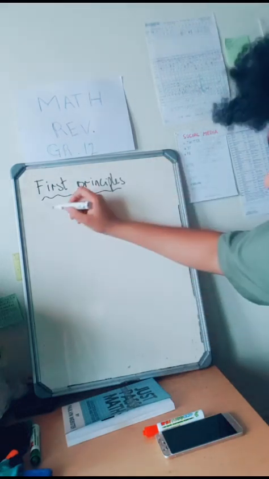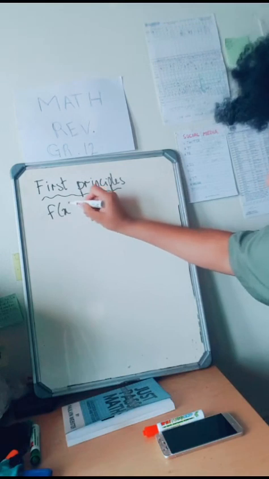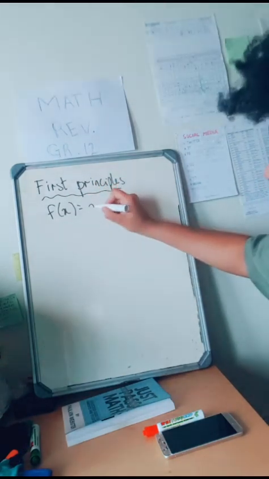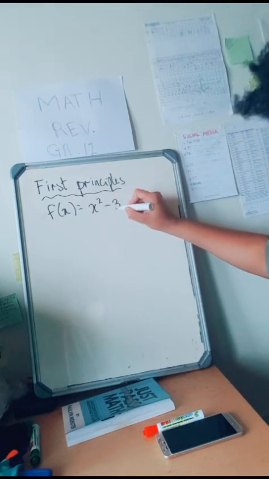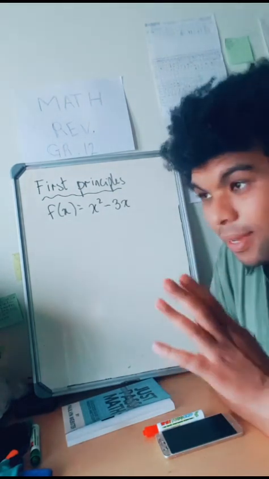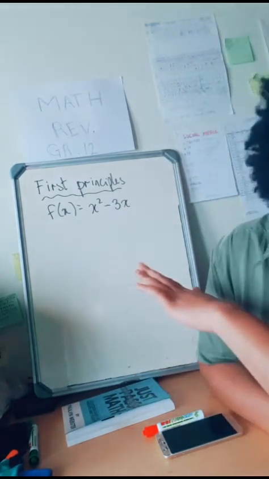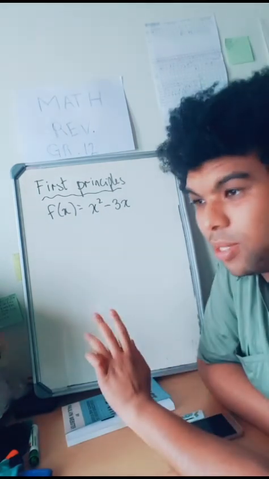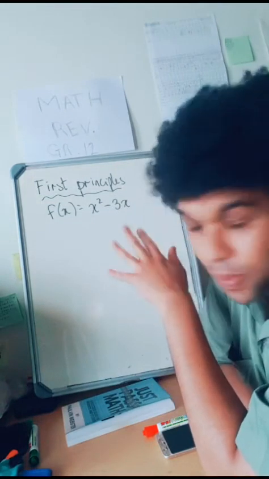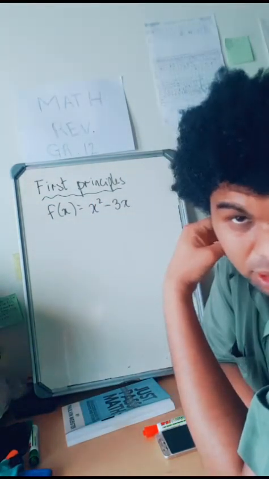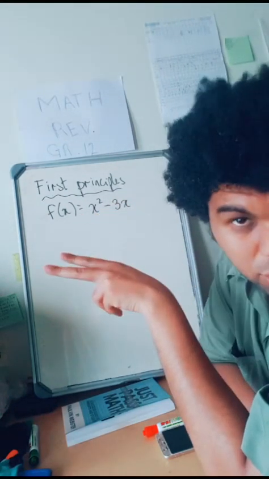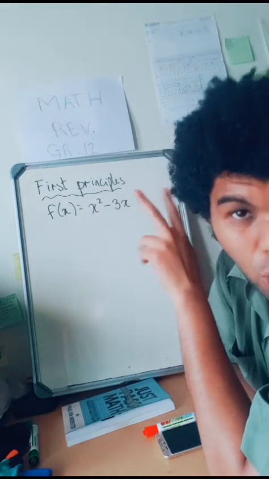It's going to be f of x is equal to x squared minus 3x. By the way, this is 5 marks, or 5 points worth. But there's a test that you can actually do. You can use your differentiation rules to test if your answer is correct.